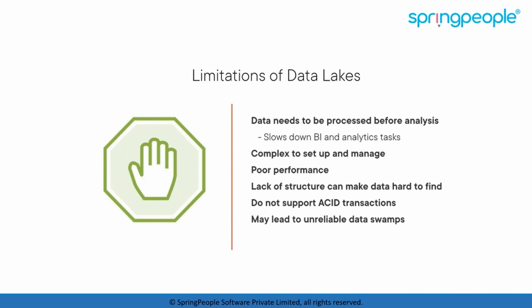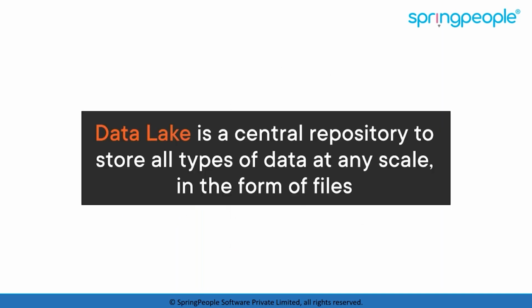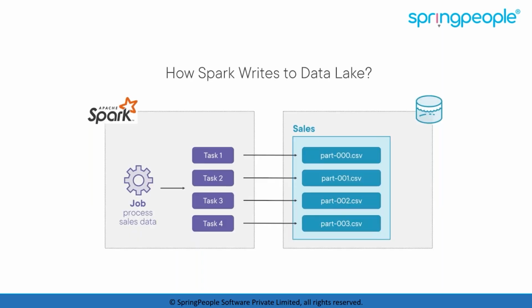Because we don't have ACID, it may lead to data consistency issues. So on a data lake, we cannot rely on the data because the data is sometimes not consistent. It may lead to unreliable data swamps, which means the data is not consistent. Okay, so a data lake, as we discussed, is a central repository to store all types of data. I am trying to explain the challenges that we have with data lakes in terms of consistency. I'm mainly focusing on consistency here.